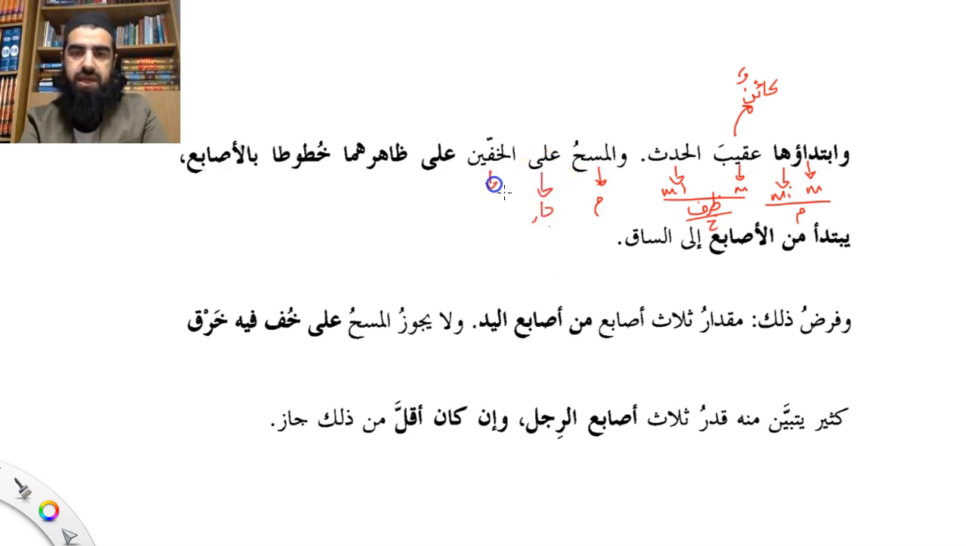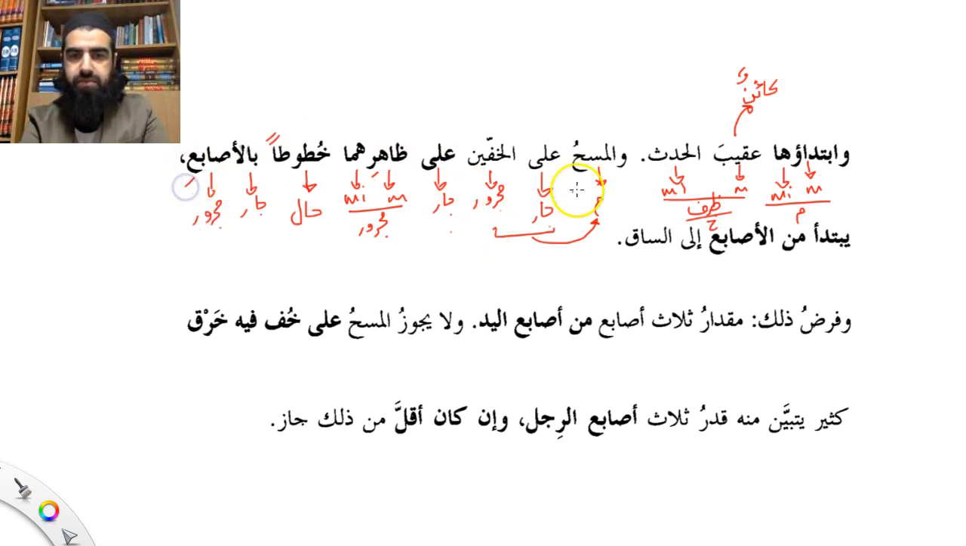Masah is mubtada, ala is jar, khuffain is majroor, ala is jar, zahirihima is mudaf plus the mudaf ilayhi, huma, all that becomes majroor. And then we have the jar and the majroor together, which can be muta'alliq to masah. And then khututan, this is like we said, the jam' of khat, and this actually becomes the hal. Bil asabi is jar majroor. Or khututan can possibly, I'm thinking, become maf'ul mutlaq even? We will leave it as that.